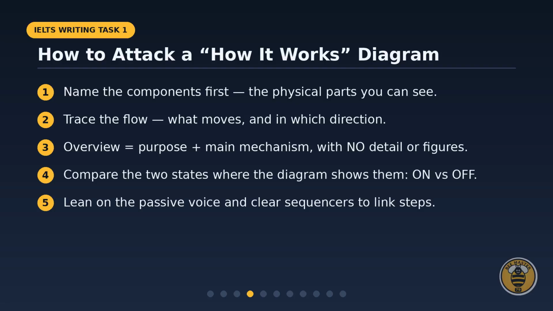Before writing, a quick strategy. First, name the components you can see. Second, trace the flow: what moves and in which direction. Third, write an overview that states the purpose and the main mechanism, with no detail. Fourth, compare the 2 states the diagram shows, on and off. And throughout, use the passive voice and clear sequences to connect each step.